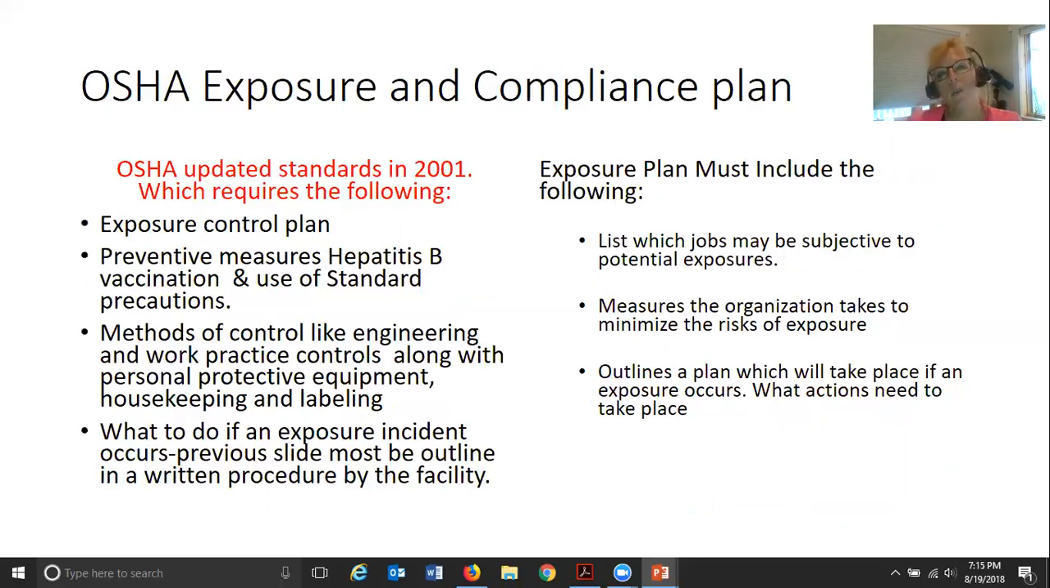OSHA talks about exposure and compliance. OSHA, remember, is the Occupational Safety and Health Administration. They updated their standards in 2001. They say that every lab has to have an exposure control plan. We have to make sure that our employees have the hepatitis B vaccine and that we're using standard precautions. We have to talk about engineering and work practice controls, personal protective equipment, housekeeping, and labeling.